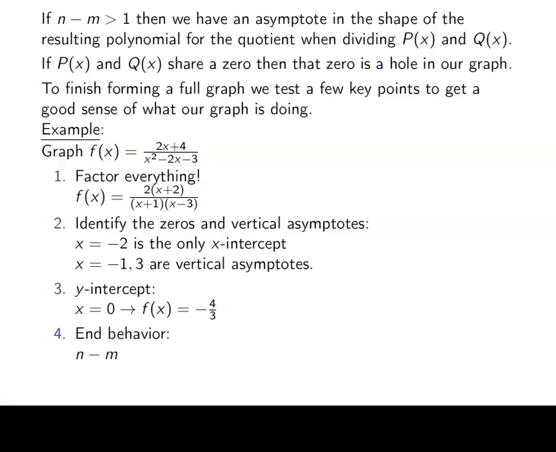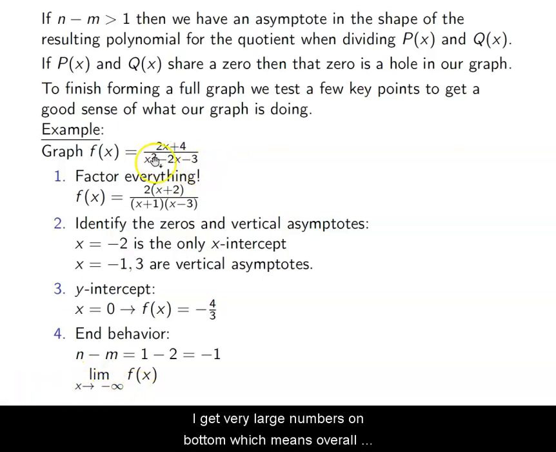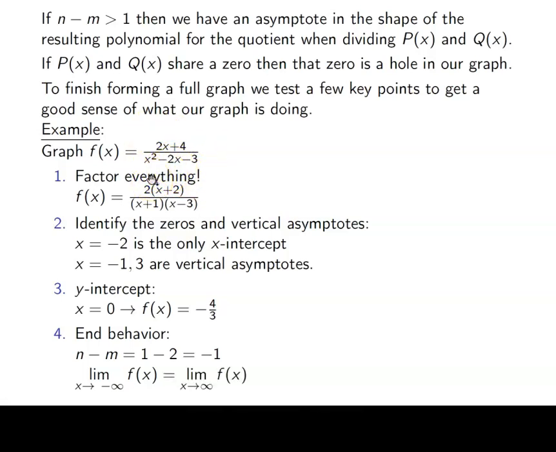Now my end behavior. Here, the difference in degree is -1, so that means, again, that the denominator dominates. As I plug in very, very large numbers, I get very large numbers on the bottom, which means overall my function is very close to 0. When I plug in very large positive numbers, my function overall is very, very small. 1 over a million is a very, very small number, very close to 0. So as I plug in bigger and bigger numbers, I get closer and closer to the x-axis. That's my end behavior.